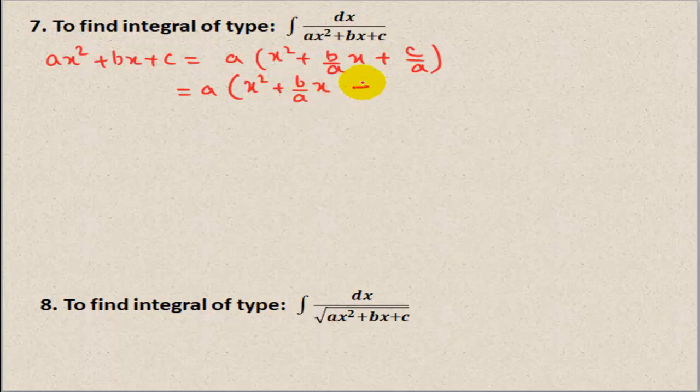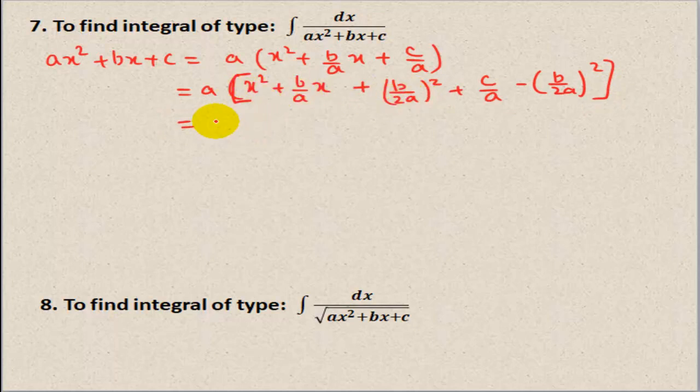So I am going to add the square of half the coefficient of x. What is half the coefficient of x? Half the coefficient of x here will be b over 2a. So its square needs to be added, and because you are adding it, it is to be subtracted also. c over a minus b over 2a whole square. Now if you look at these three terms, they result in a perfect square.